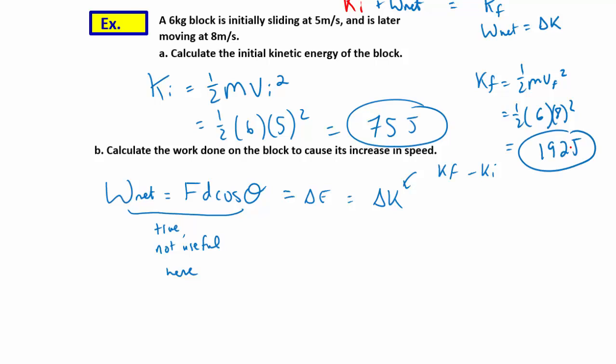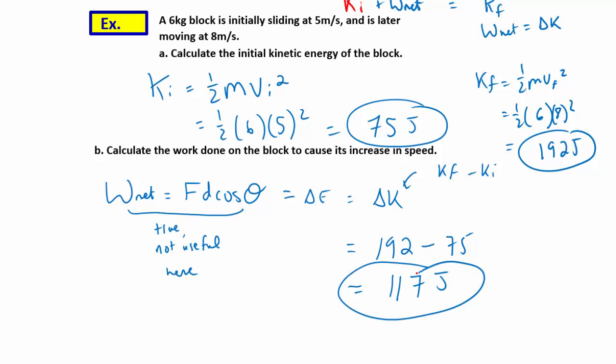So when I go back now, I can figure out that change in energy, or the work done to get that object up to speed, and that difference in energy is going to be the 192 joules minus 75, and we're going to get that our change in kinetic energy is 117 joules, which is going to be the work done on that object.